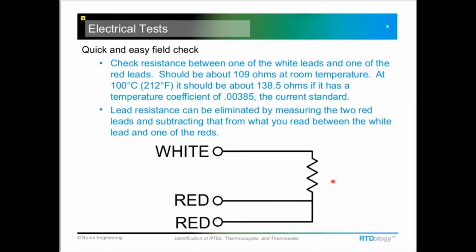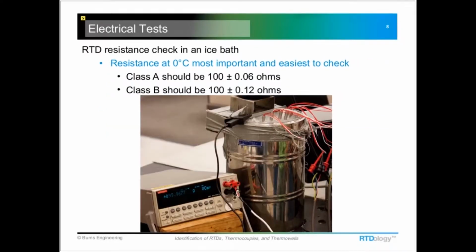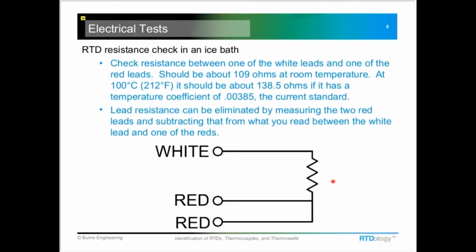Now that resistance, if it's what's called a Class A sensor, should be 100 ohms plus or minus 0.06. If it's a Class B, it'll be 100 plus or minus 0.12, and that's at the ice point. Now, if you don't have an ice bath and you don't have time to go out and do all that, you can do a quick check in the field, and at room temperature, it should read about 109 ohms, probably plus or minus half an ohm.